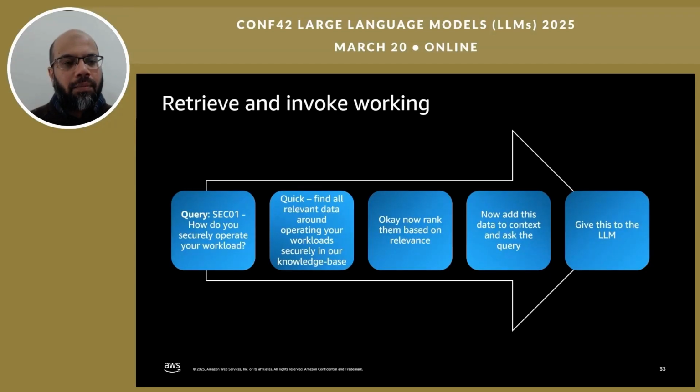Let's take the first question from the security pillar as an example. When this is being reviewed, the first step is to find the relevant data from the knowledge base for this particular question. All the passages that have been found are then ranked based on relevance, and this is added as context in the query, which is passed on to the LLM.